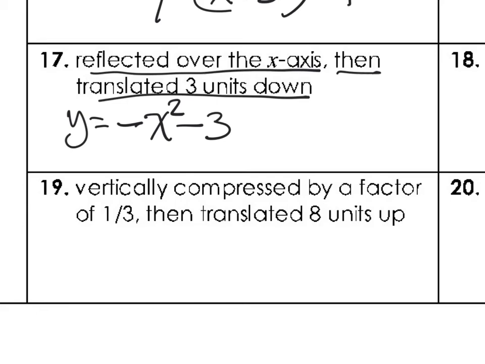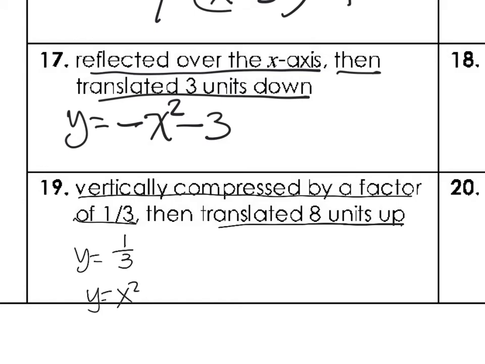All right, it was vertically compressed by a factor of 1/3, then translated 8 units up. So compression or stretching is our A. So our A is going to be 1/3. y equals 1/3. And then it translated 8 units up. So our parent graph is that, right? So that didn't change, the x squared, because we didn't change left or right. But then it went 8 units up. Okay? So we're going to have that.